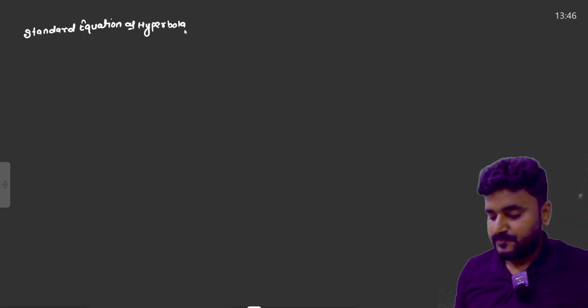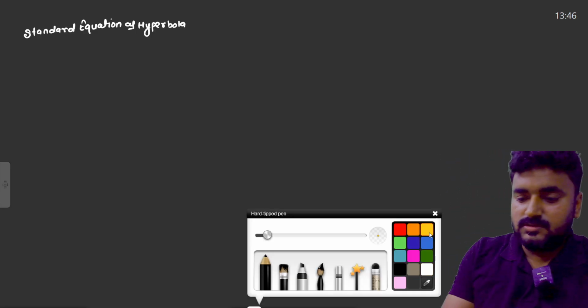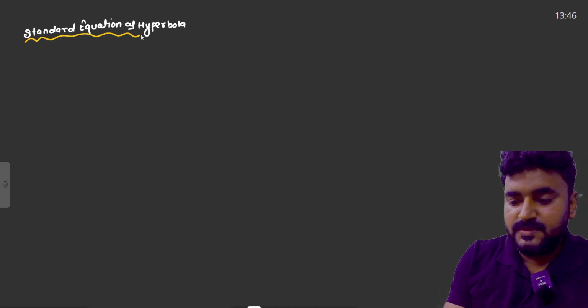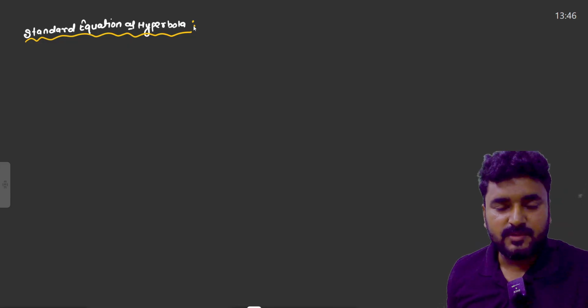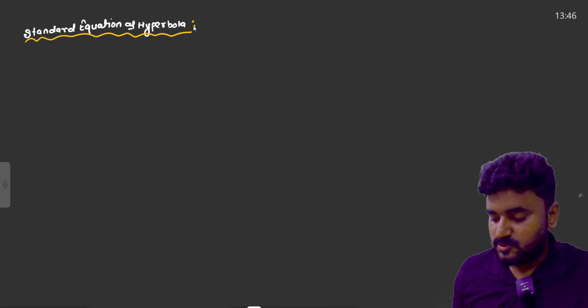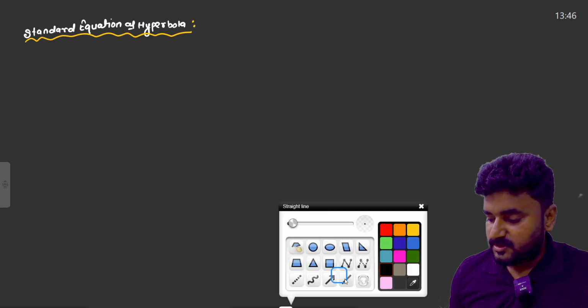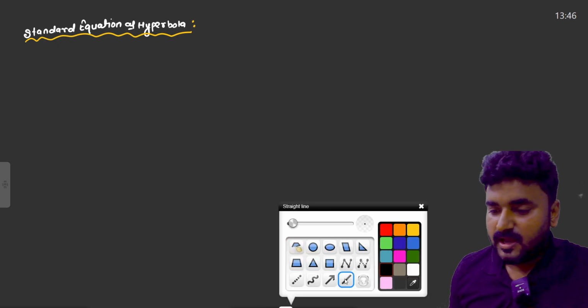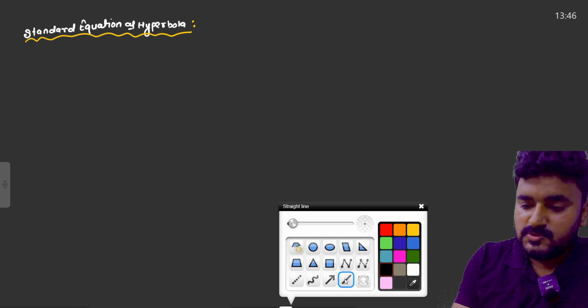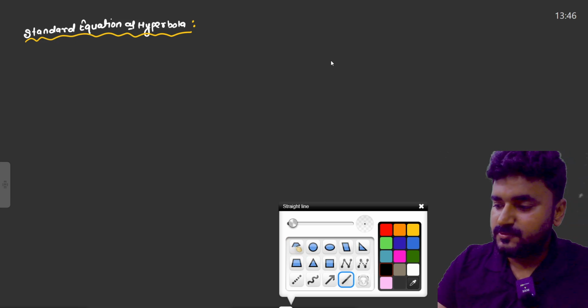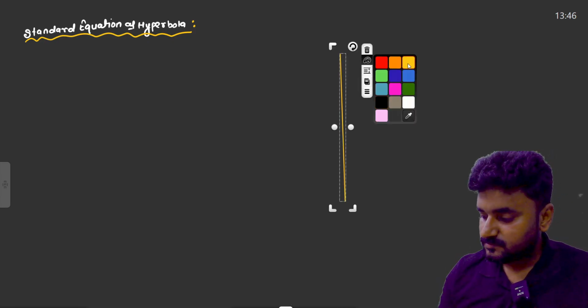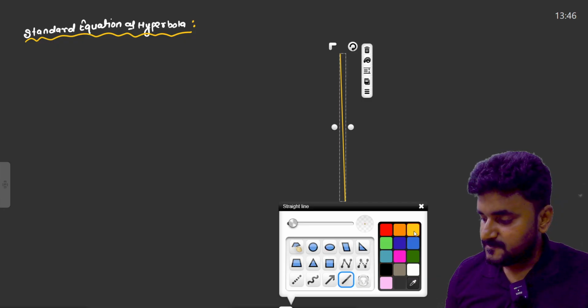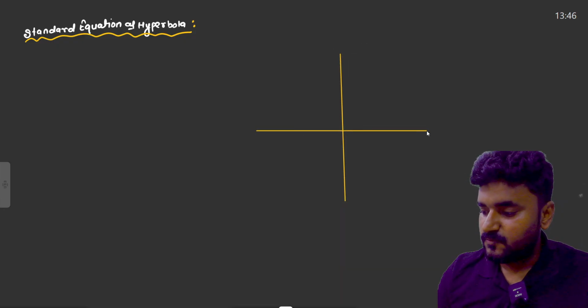So let's see. In the previous chapters you have seen the ellipse, the parabola, the circle also. So similarly I am going to see the chapter, the hyperbola. Okay. So just to start, suppose that this is your x axis and this is your y axis.